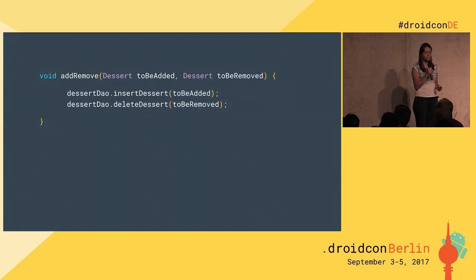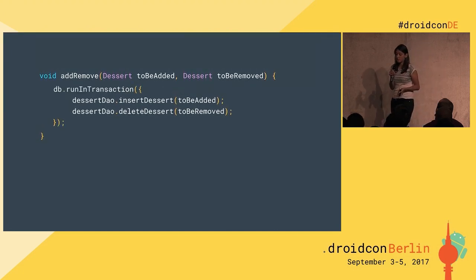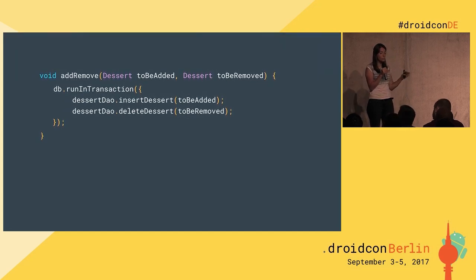But what if you want to handle that by yourself? So let's say that you want a dessert to be added and a dessert to be removed. And you want all of this to happen atomically in one transaction. Well, Room gives you the flexibility to do this by calling runInTransaction on a database instance. And that's all. It will make sure that everything happens as you want.